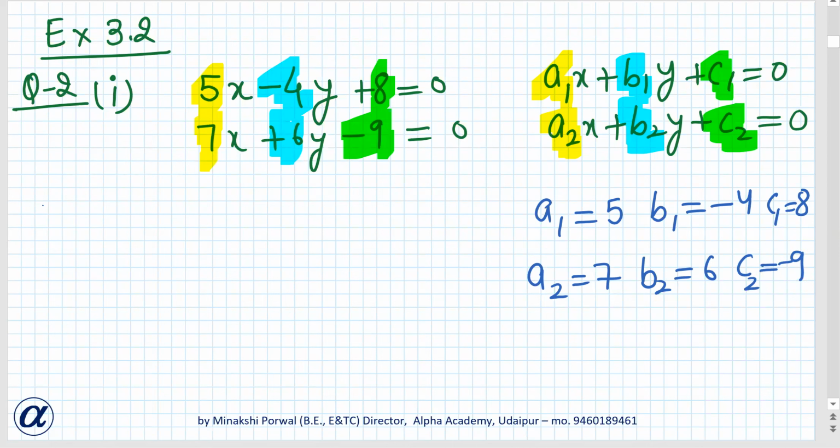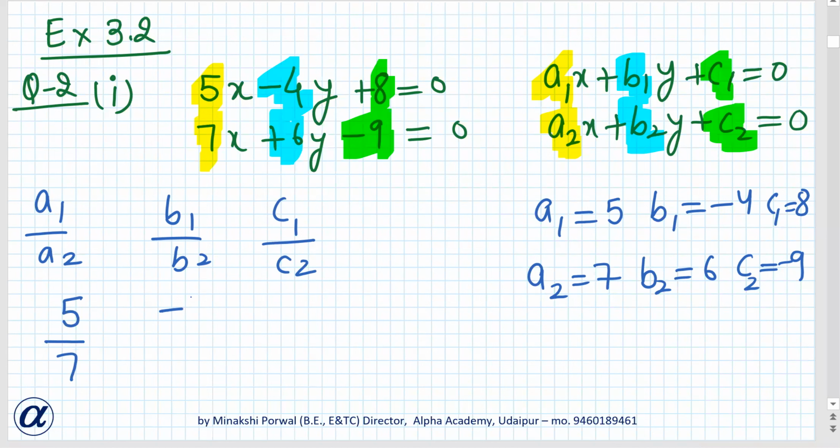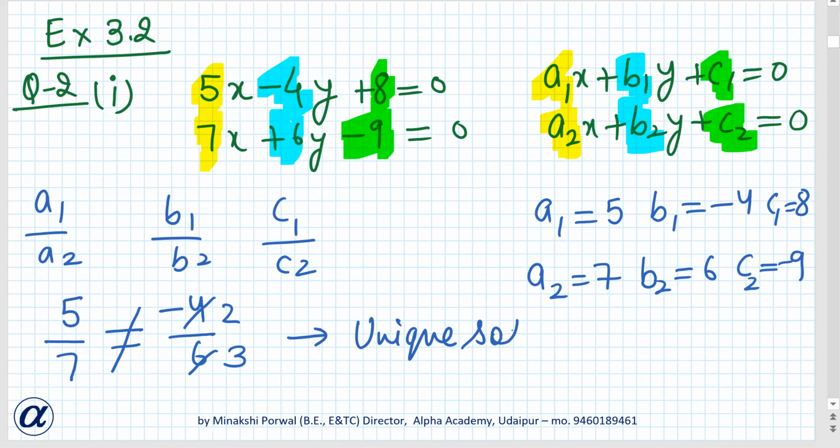Now we'll check a1 by a2, b1 by b2 and c1 by c2. a1 by a2 is 5 by 7, b1 by b2 is -4 by 6, that is equal to -2 by 3. a1 by a2 is not equal to b1 by b2. So if this condition comes, a1 by a2 not equal to b1 by b2, it is the case of unique solution. It is directly the case of unique solution.